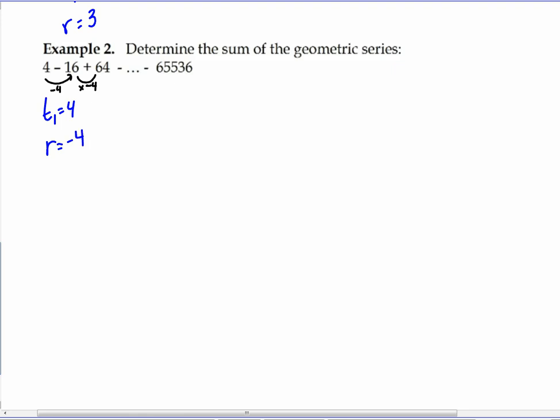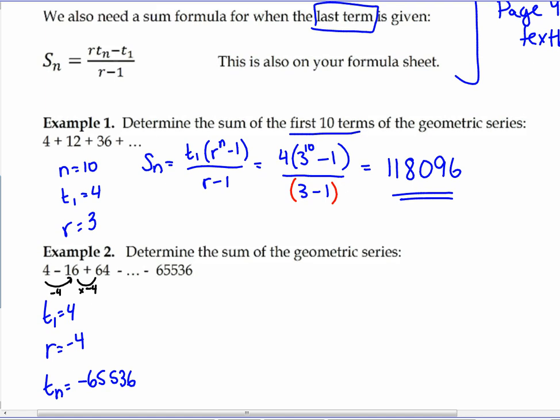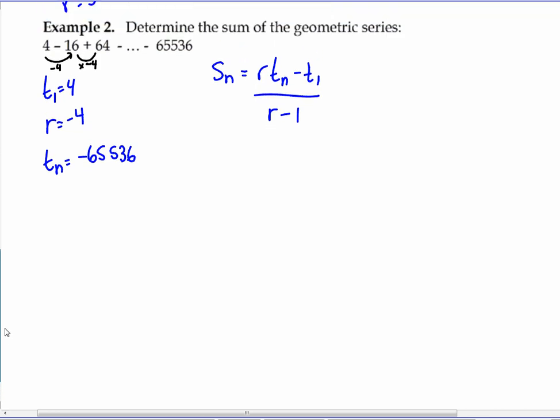We don't know our number of terms, but what do we know? The last term. What's the last term? Negative 65,536. Good. So we can go straight to using our second formula, okay, where the S of n is r times our last term minus the first term all over r minus 1.